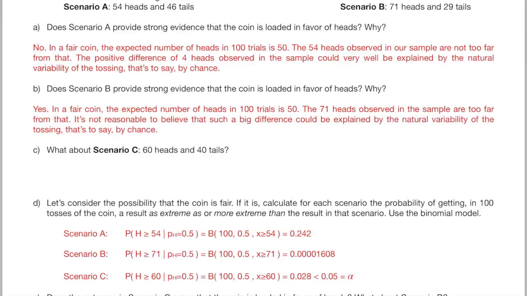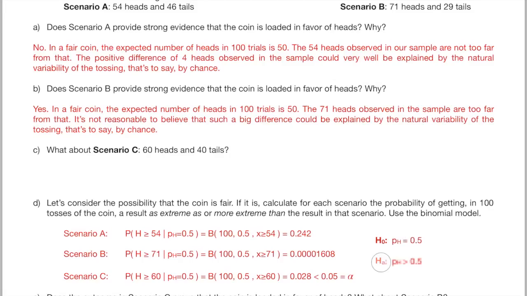In this example, we have two hypotheses, one that says that the coin is fair and another that says that the coin favors heads. The one that can be expressed with an equality is usually called the null hypothesis, denoted H subscript 0. In this case, it is the hypothesis of the coin being fair, because that can be expressed as probability of heads equals 0.5.